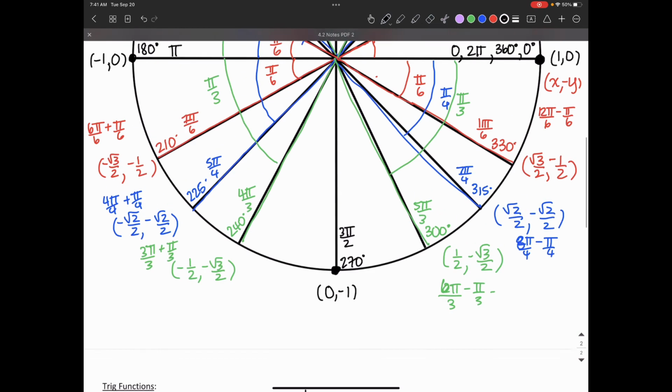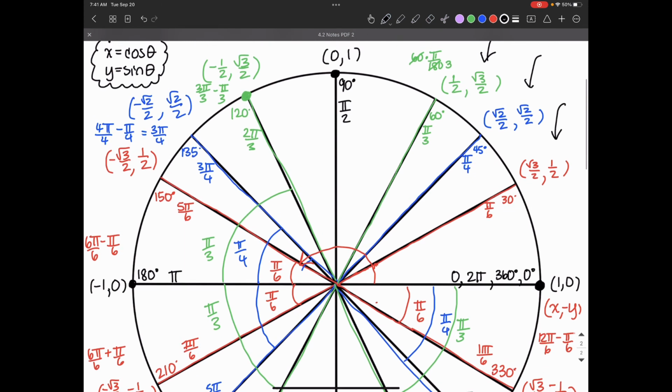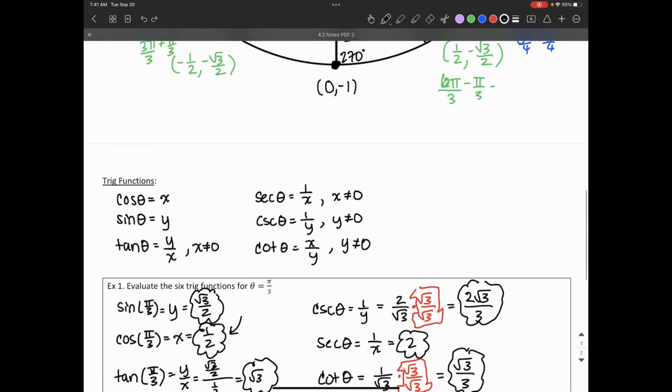For 3 pi over 4, I look here, I know 3 pi over 4 is this point here. This is where I took my x and y values, or my cosine and sine values, from.